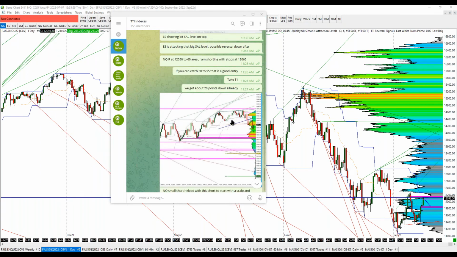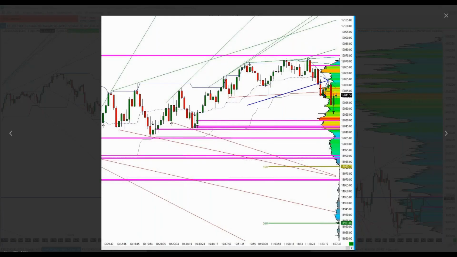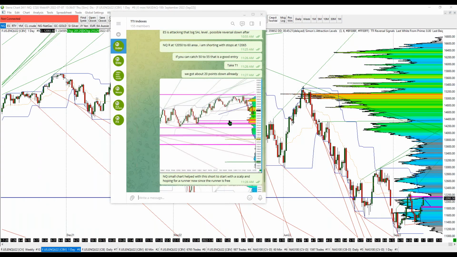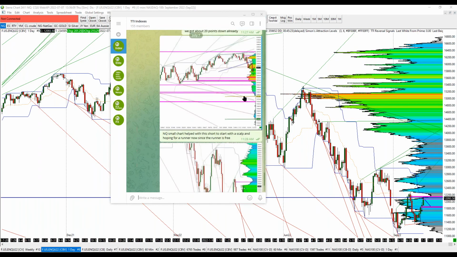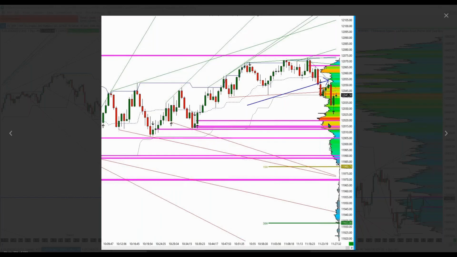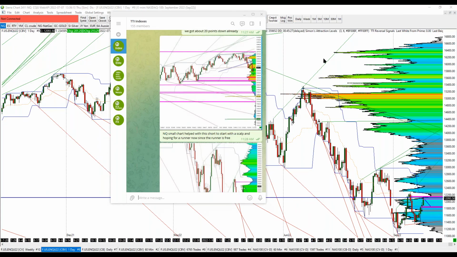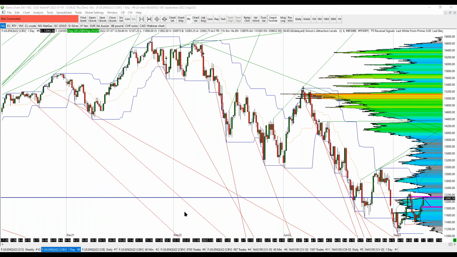So look at this picture. Do you see how the market touched this area and bounced down? I told my members this was my entry, right? And not only that, if you look at the SAL indicators, look at the targets below. So I used my SAL indicator for targets because it is an attraction level. So here.